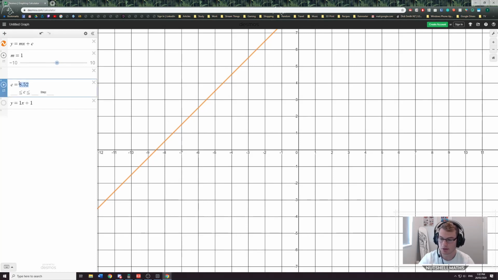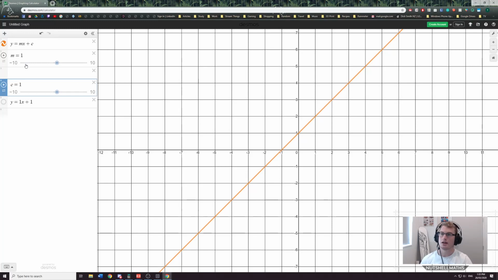So let's change this back to 1. And let's look at m. I want some thoughts. What's going to happen as I increase m, please? Extreme logic, you're exactly right. I want some thoughts on what's going to happen as we increase m. As we increase m, the gradient, the slope, what's going to happen to the line? I don't care if you're wrong. Just put something in the chat.